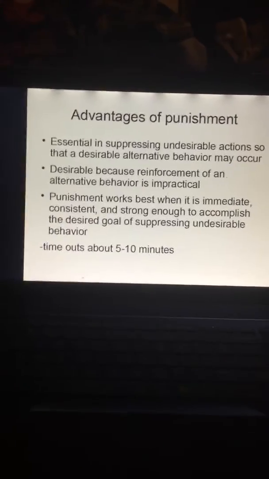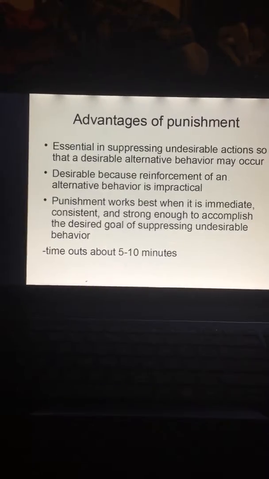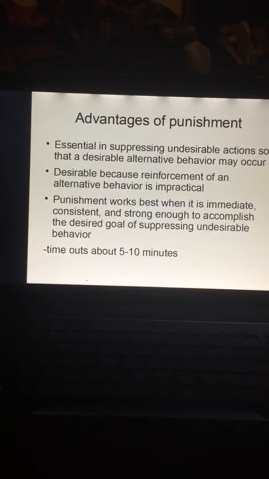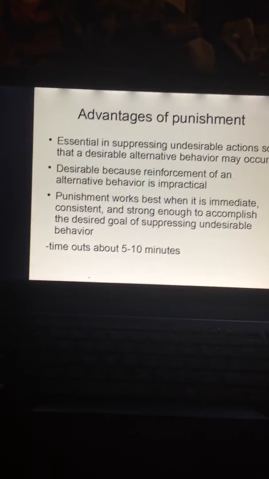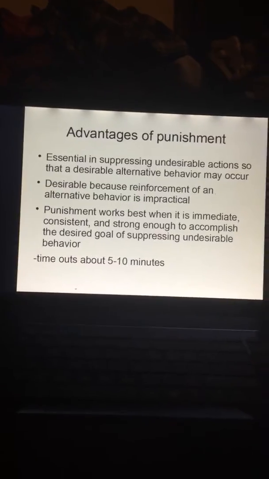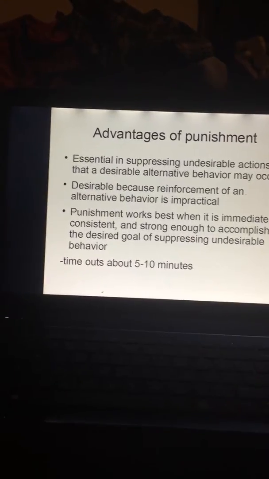Timeouts tend to work really well from what I've seen, depending on how they're applied. It tends to work really well in younger children, because reinforcement of an alternative behavior is impractical. So like I said, it works better when it's immediate, consistent, and strong enough to accomplish the desired goal.